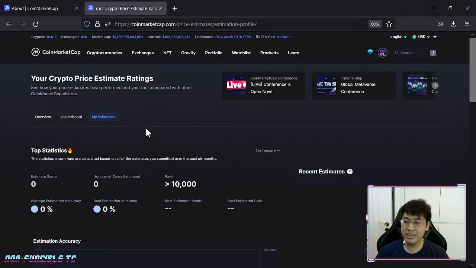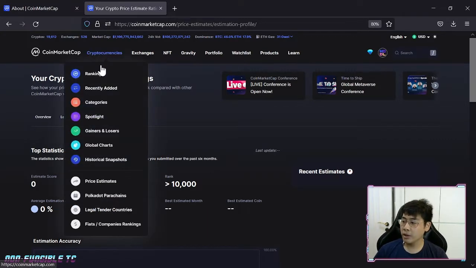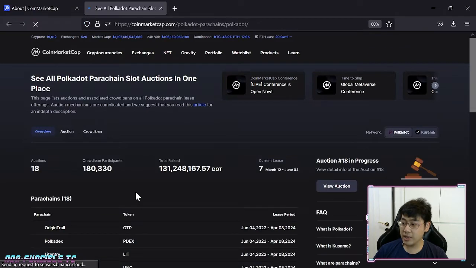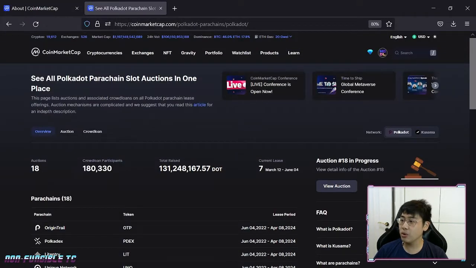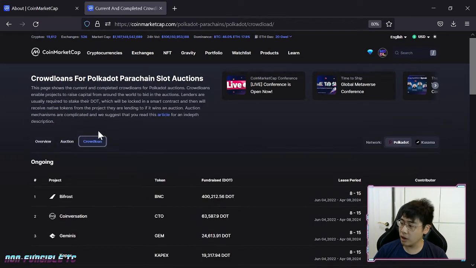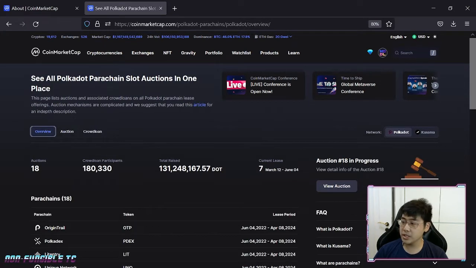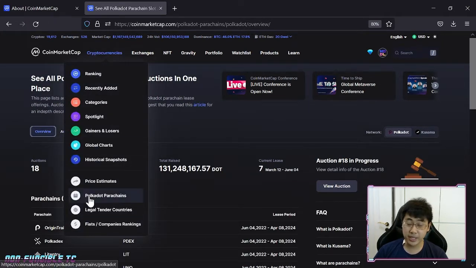And then it is kind of like paper trading, right? Guessing whether it goes up or not, and so on. They have Polkadot parachain, which is about a one-pager that shows you all the associated crowd loan on the Polkadot parachain. It shows you the overview, auction, crowd loans, and so on, right? So if you're into the Polkadot ecosystem, this is also a page that you want to pay attention to.